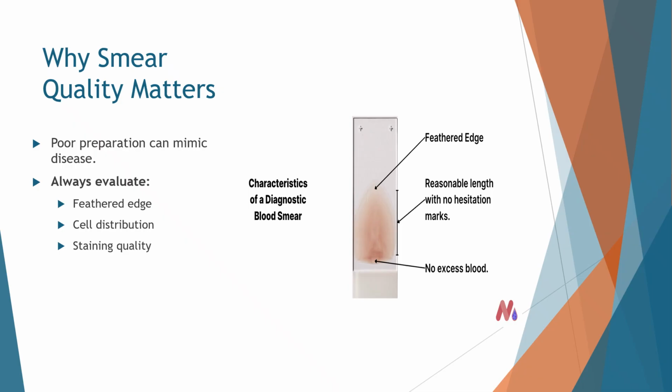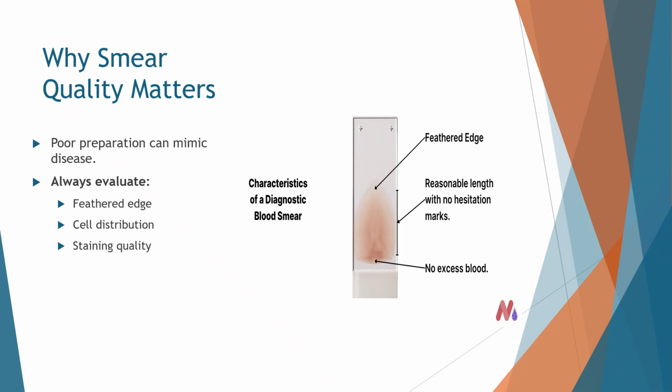A diagnostic blood smear should have a feathered edge. So this is your Goldilocks zone, not too thick, not too thin. Cells should lie in a single layer with minimal overlap. If cells are stacked like pancakes, morphology becomes unreliable. Number two is even cell distribution, right? So cells should gradually thin from thick, which is optimal, to a feathered edge, right? So uneven spreading causes false anisocytosis, an artificial rouleaux, and distorted leukocyte appearance. In other words, technique can manufacture pathology.